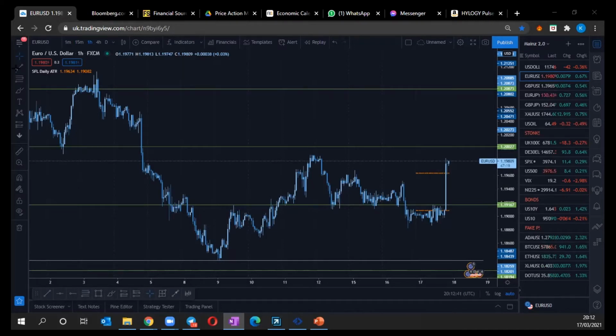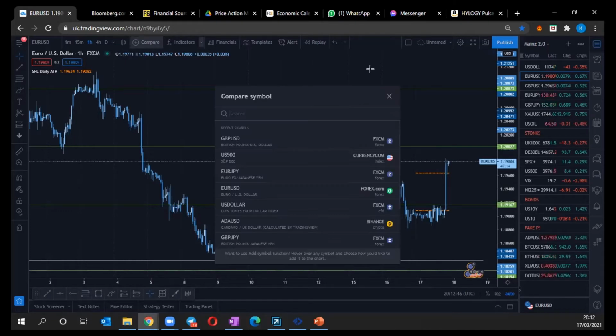So if you ever want to actually compare any pairs that you're looking at, you literally just go to Compare on TradingView and then type in the pair here. What you want to press is New Price Scale, as this will give you the best representation of the two markets together, so it'd be clearest to see basically.